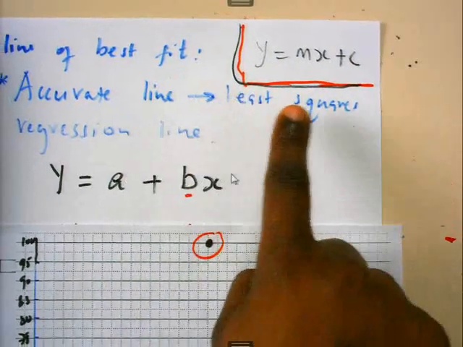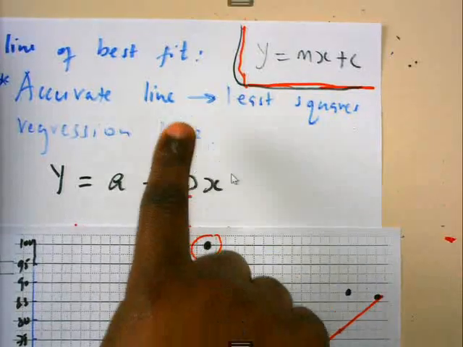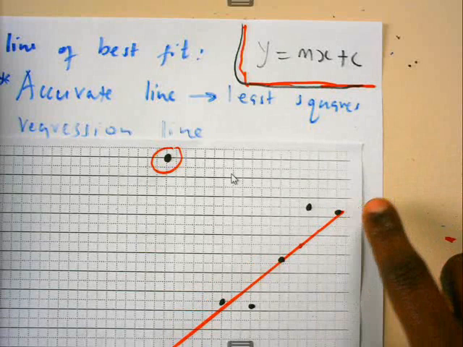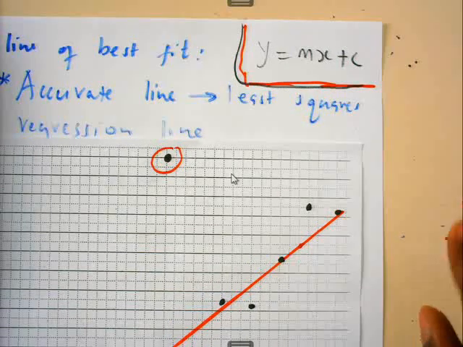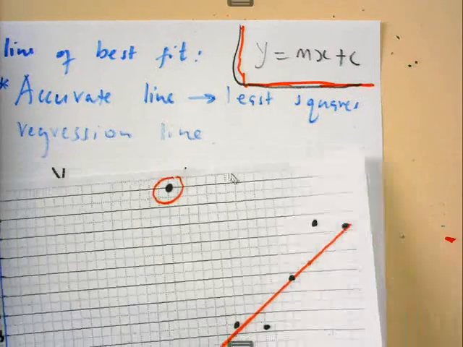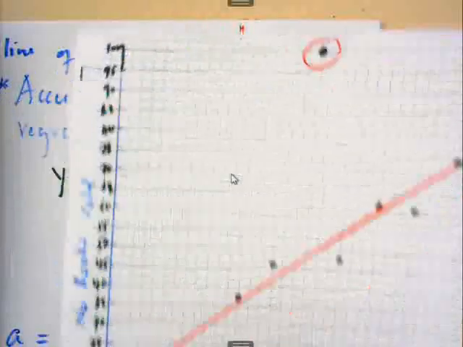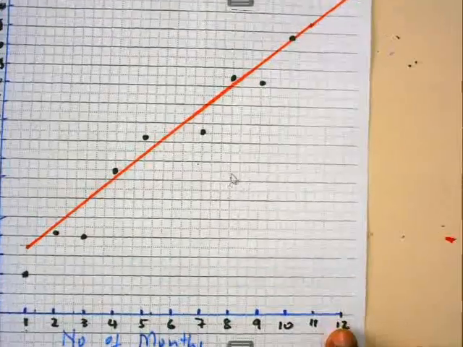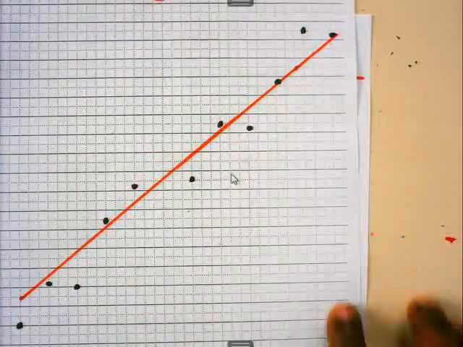It's called the least squares regression line. Accurate because we can now use this line to predict the future. What do we mean by saying so? We are saying if you have this kind of line, you say the 12 months. Remember our information, the 12 months, you had so many points.